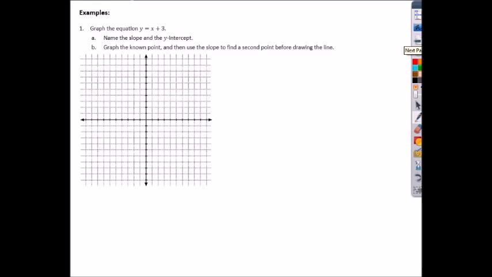So let's look at example 1 where we're going to use this. Example 1 says, graph the equation y equals x plus 3. A, name the slope and the y-intercept, and B, graph the known point, then use the slope to find a second point before drawing the line. So if we look back at our steps of how to graph, it says, 1, we need to get the equation into slope-intercept form. So if we look at our equation, it's already in y equals mx plus b. So we can just put it here, y equals x plus 3.